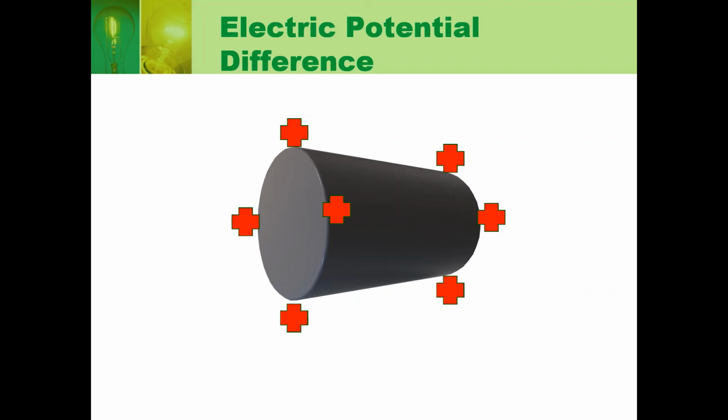Since there is no net electric force on the charges in equilibrium, no work will be done on a charge when moving it from one part of the conductor to another. Thus, there is no electrical potential difference across the conductor. In the next presentation, we will see how a battery maintains a potential difference in order to keep charges flowing in a conductor.